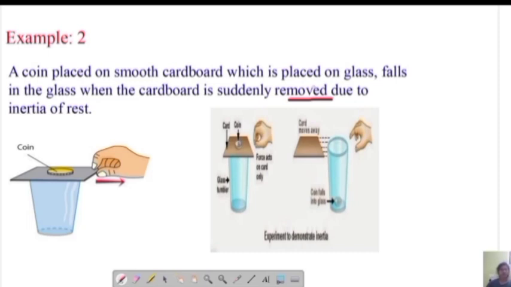So here what it indicates, here you can see the example, a coin is placed on a cardboard and in turn cardboard is placed on a glass, right?